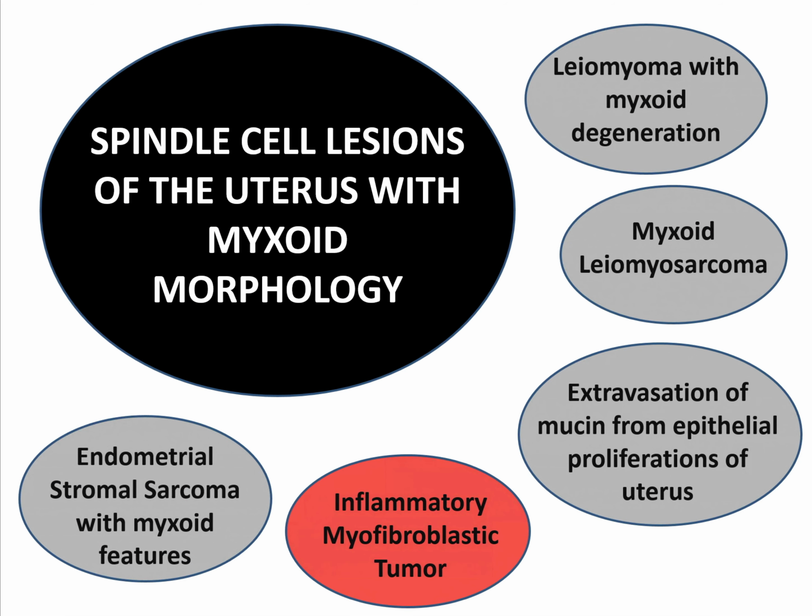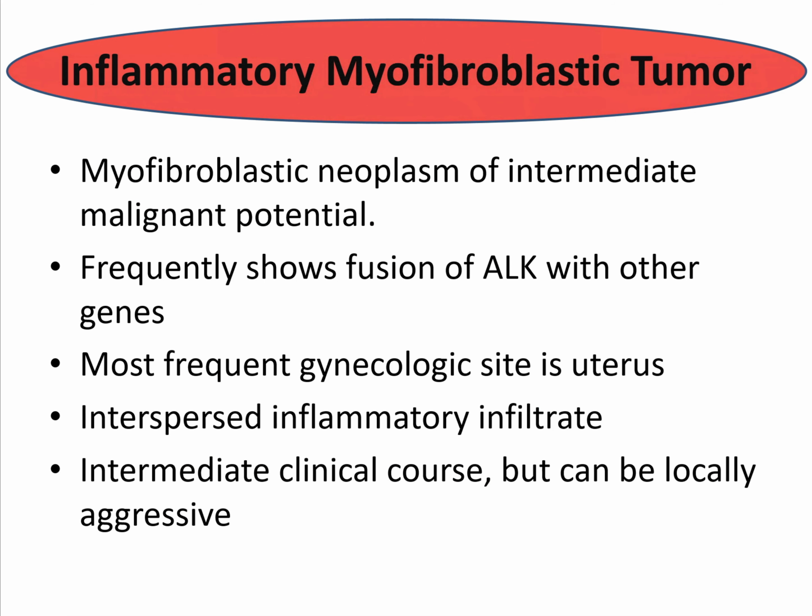The third entity we'll talk about is an inflammatory myofibroblastic tumor, which is a myofibroblastic neoplasm of intermediate malignant potential, which frequently shows fusion of ALK with other genes. In the gynecologic tract, the most frequent site for these neoplasms is the uterus. You should have an interspersed inflammatory infiltrate, which we'll talk about in a little bit, especially plasma cells and lymphocytes. And then these can have an intermediate clinical course, but can be locally aggressive.